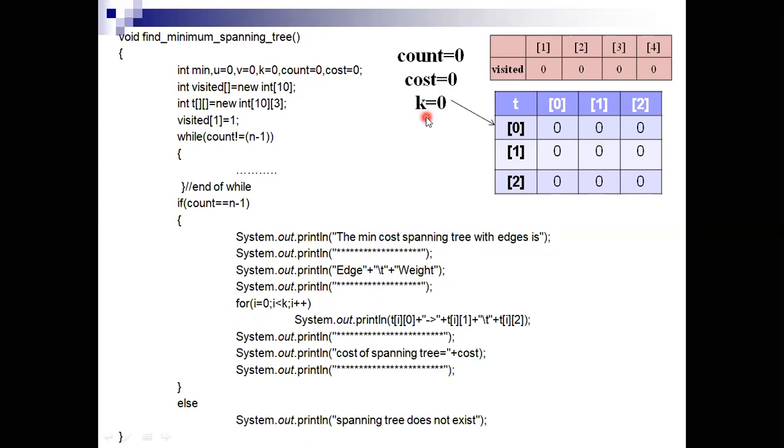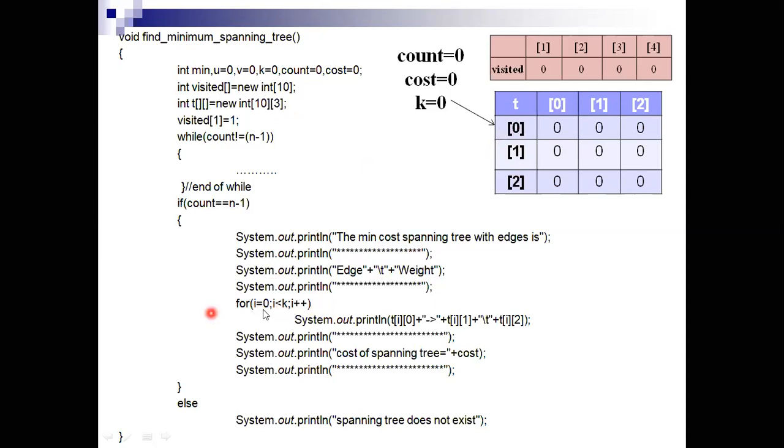What is the index to the T array? K. K equals 0. I initialized it here. This K acts as an index to my T array. So I'll have to print this T array. You all know that the T array is made up of only 3 columns, so I need only one for loop. I'll just iterate over the rows, not the columns.